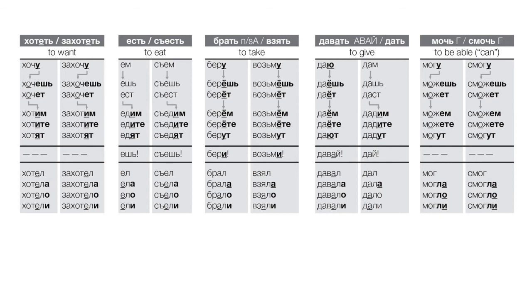Захотеть is going to work exactly the same way as хотеть. We're simply adding the prefix за. Захочу, захочешь, захочет, захотим, захотите, захотят.